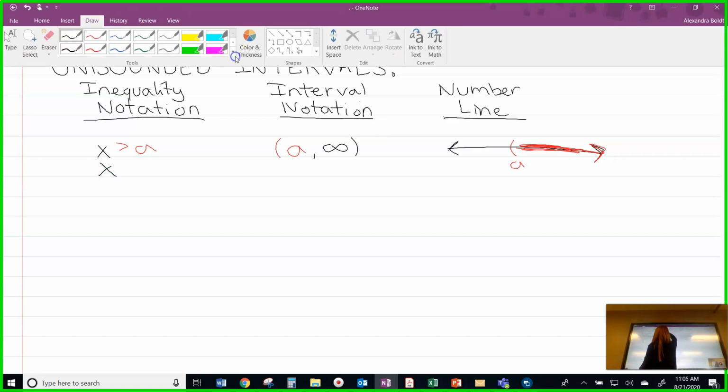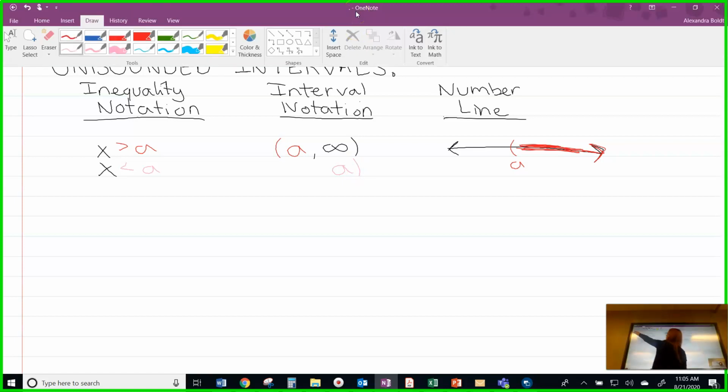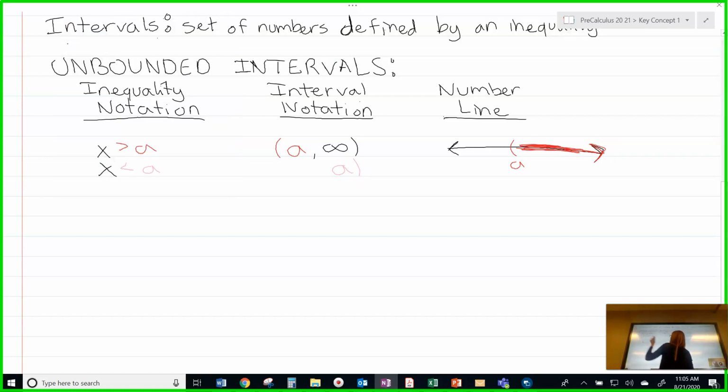The next thing we have is similarly x, if x is less than a. So now this is basically the opposite. Here, it's every number that's smaller than a. So a is my biggest number, and I'm going smaller than that. Remember, it's going to be negative infinity. Don't ever put infinity over there. Infinity is the biggest number you could possibly be. Negative infinity is the smallest number you could possibly be. So it's negative infinity to a.